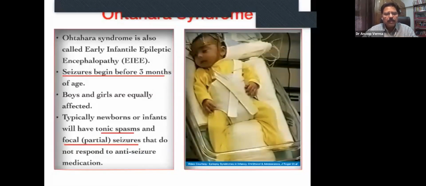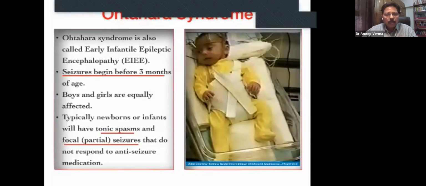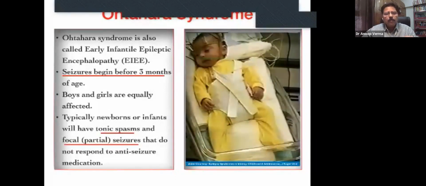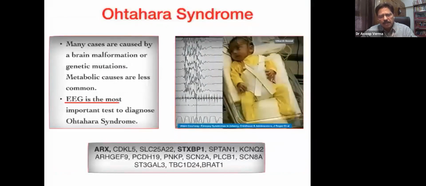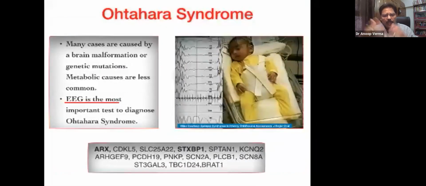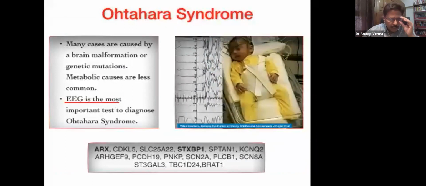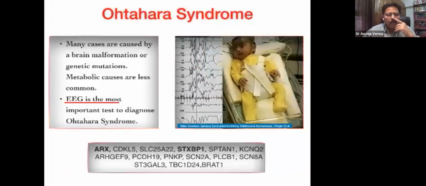Here is a patient with tonic spasm, focal partial seizures was there, and this is classical of Ohtahara syndrome, seizures beginning before 3 months, and the EEG is very classical. You are seeing a burst suppression. You see the classical high voltage burst with a relatively flattened background.